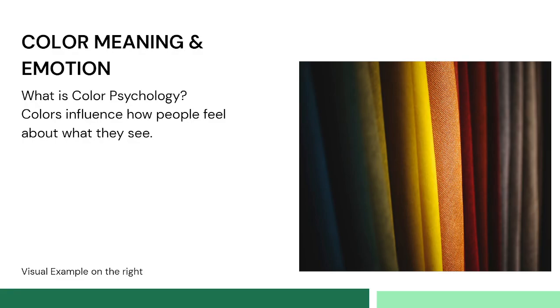So for this we have color, meaning and emotion. What is color psychology? Colors influence how people feel about what they see. And there's a visual example here on the right. We can see some ropes in this image. And looking at this, the most prominent color to me is this orange color. To someone it may be red, to someone it may be yellow, based on their preference for colors. And that's why I said colors influence how people feel about what they see.